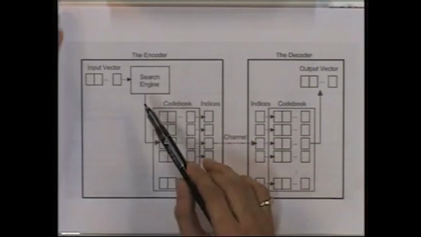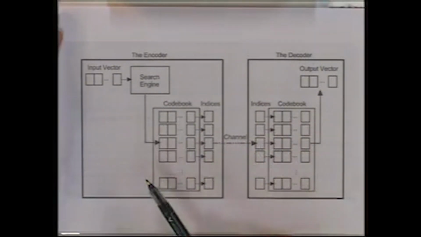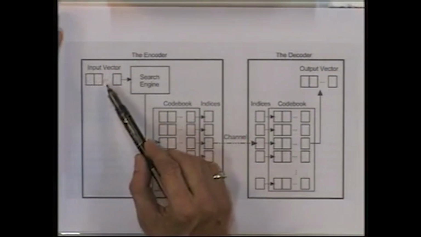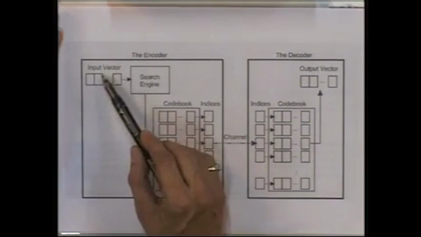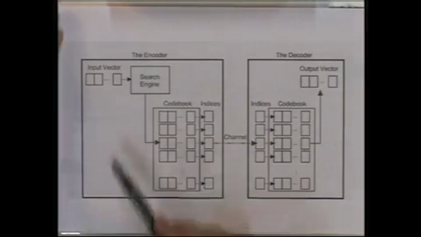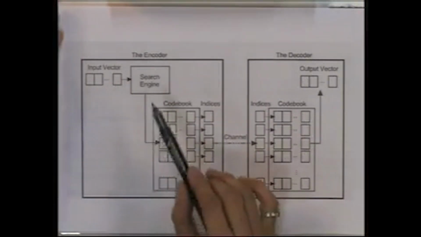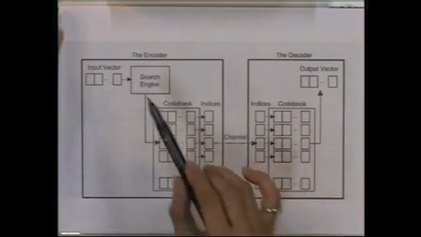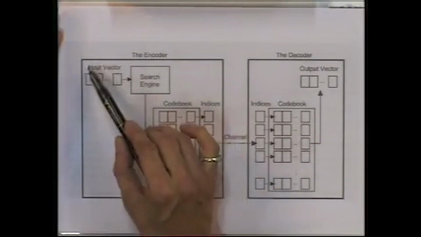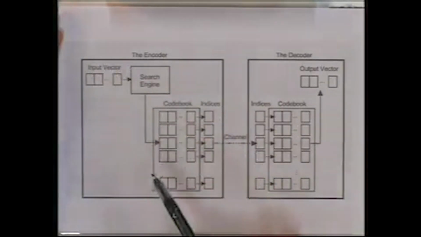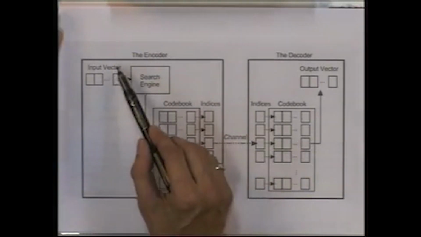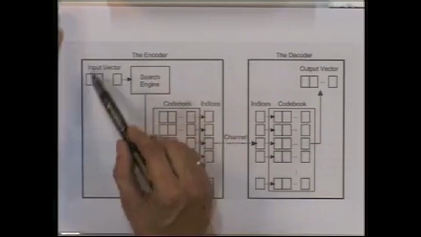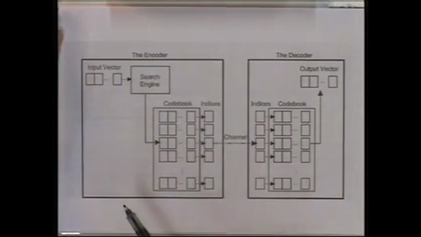The first step in vector quantization is to group the source output into blocks or vectors. For example, we can treat k consecutive samples of speech as the components of a k-dimensional vector. This vector of source outputs forms the input to the vector quantizer.